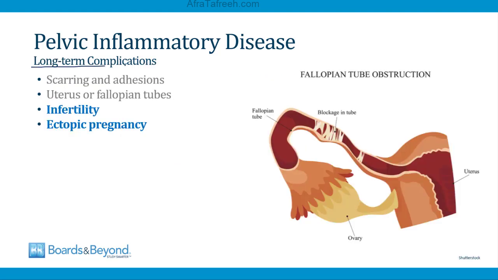And then for the long term, the major complications of pelvic inflammatory disease all have to do with the fact that the infection, after it resolves, can leave behind scarring and adhesions, especially in the uterus or fallopian tubes. When this happens, the egg can't travel normally through the fallopian tubes, and implantation is also often impaired. So many women who have a history of pelvic inflammatory disease have problems with infertility. Also, when pregnancy does occur, there's a higher risk of an ectopic pregnancy because the fertilized egg has trouble moving through the fallopian tubes and implanting in the uterus.